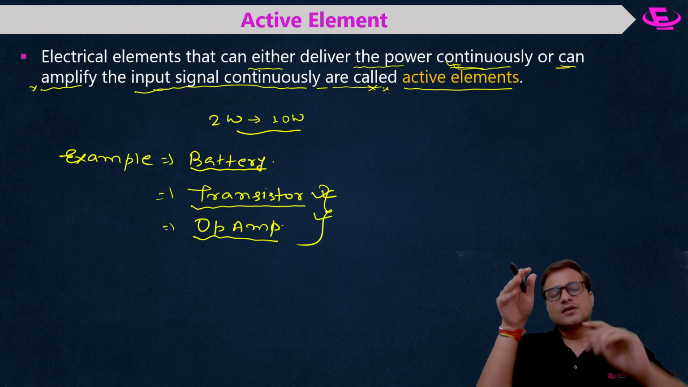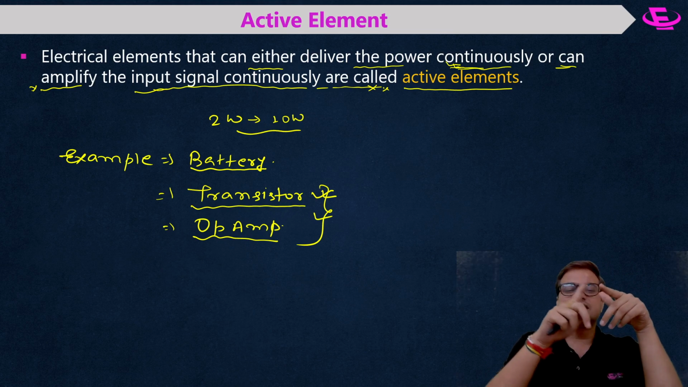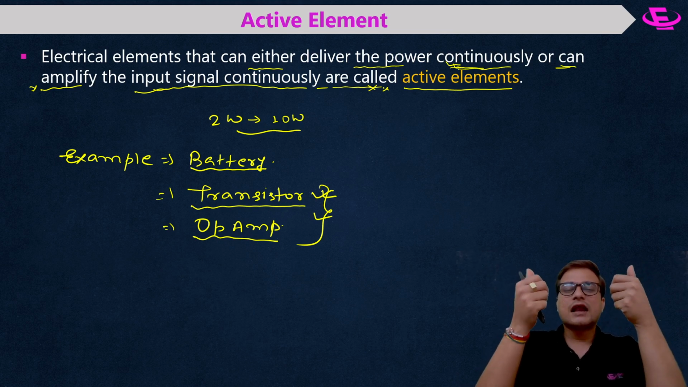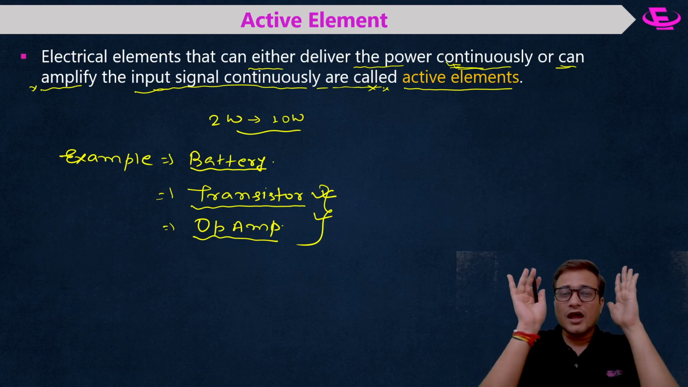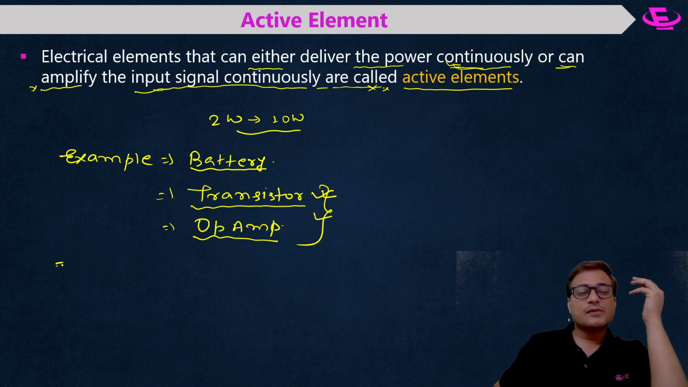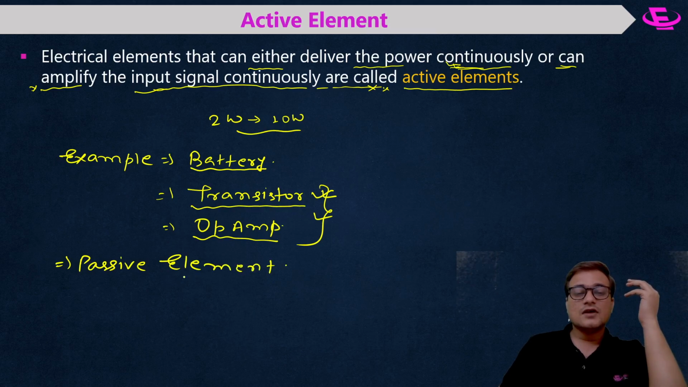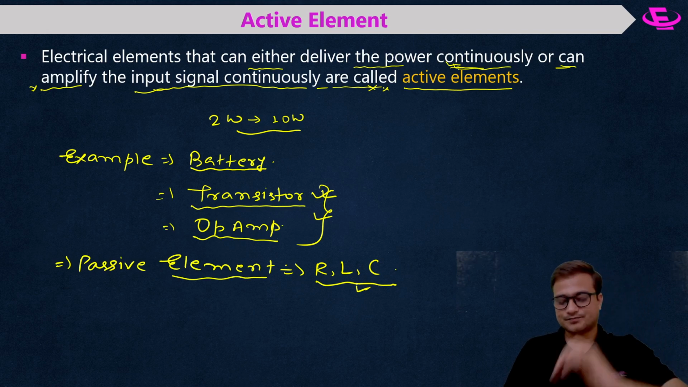So in the exam you will find options like: which of the following is an active element? Options will be resistance, inductance, capacitance and transistor. The correct answer will be transistor, or if op-amp is given, your answer will be op-amp. The elements which are not active are called passive elements, the opposite of active. Resistor, inductor, capacitor are examples of passive elements.